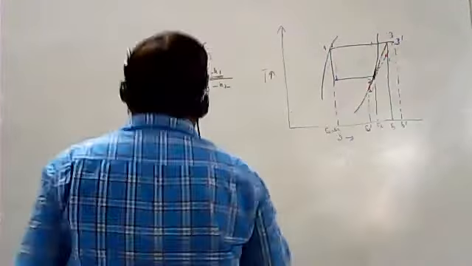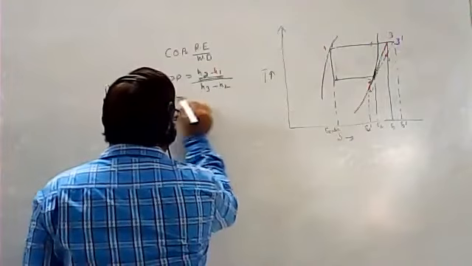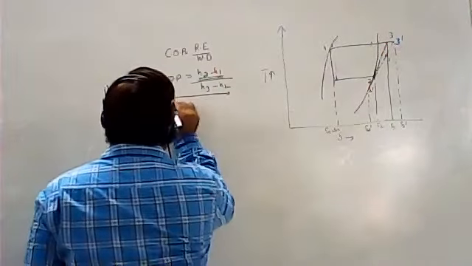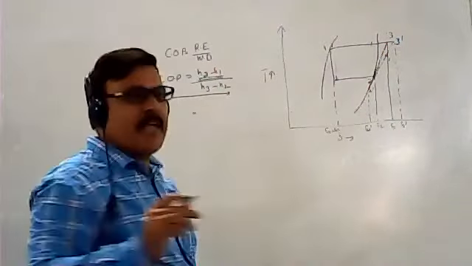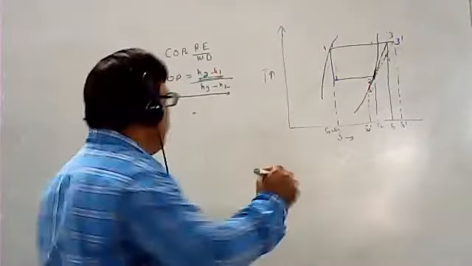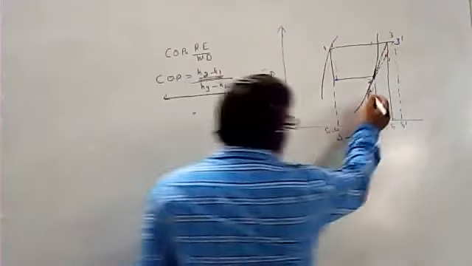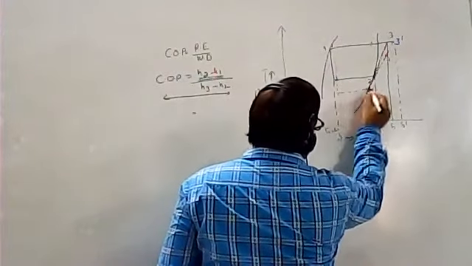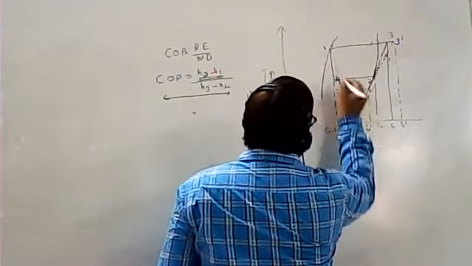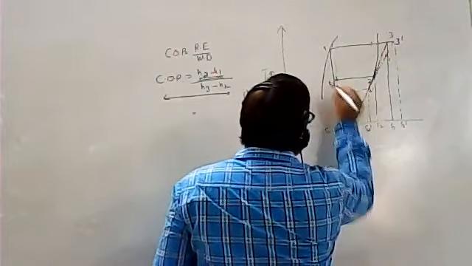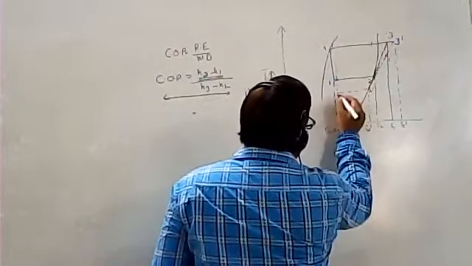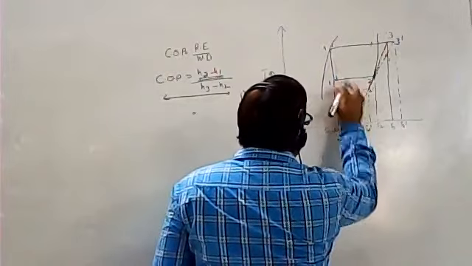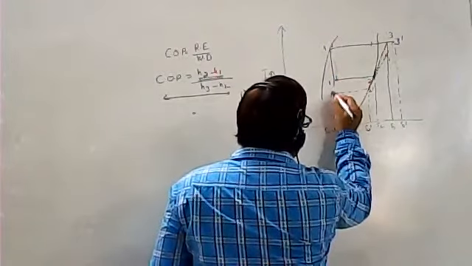So look at here. This is the actual COP of this theoretical cycle before reducing the suction pressure. But look at here. What if I reduce this suction pressure? Then what will happen? If I reduce the suction pressure, this point 1 will come somewhere here, 1 dash.